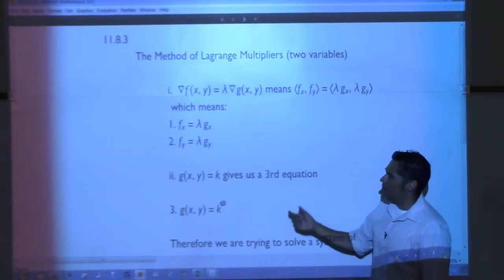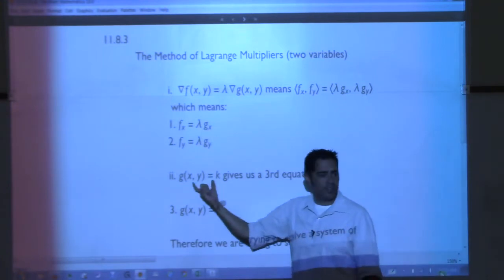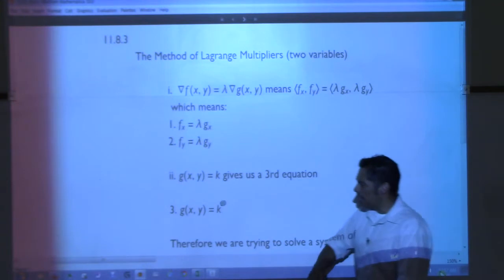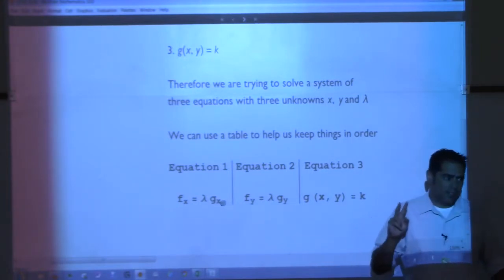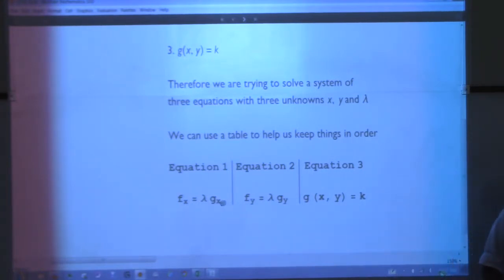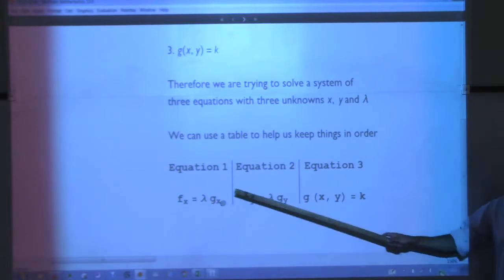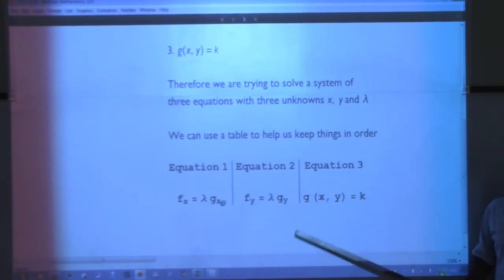And then we have the second part, which is the constraint equation that has to be true. So in total, whenever we're trying to find the maximum and minimum values of a function of two variables using the Lagrange multipliers method, we are going to wind up having to solve simultaneously a system of three equations. Very key here, system of three equations.